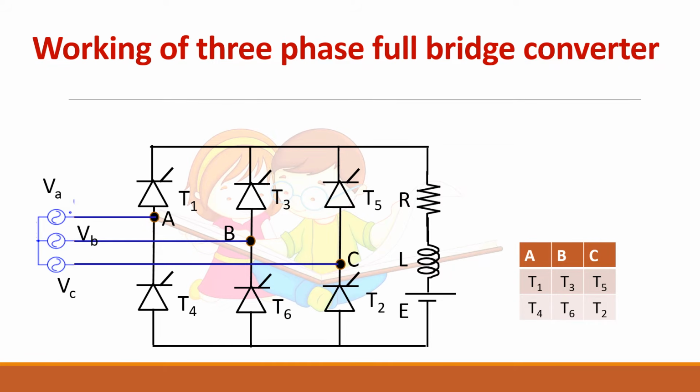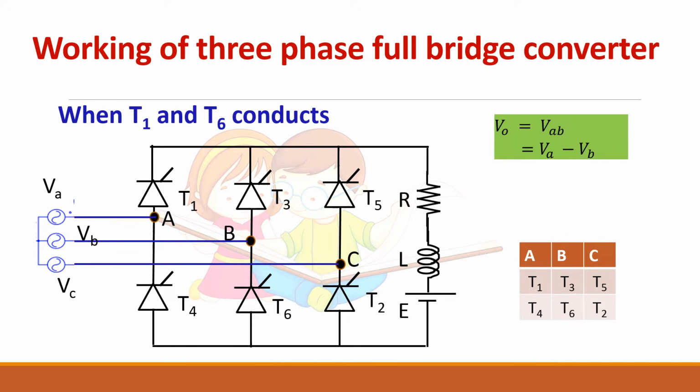So here you have three phases A, B and C. T1 and T4 are connected to A, so write T1 and T4 to A. And T3 and T6 are connected in B phase, T5 and T2 in C phase. So in exam time it will be very useful. All the information here is available in this table. Okay, now let us see how this works.